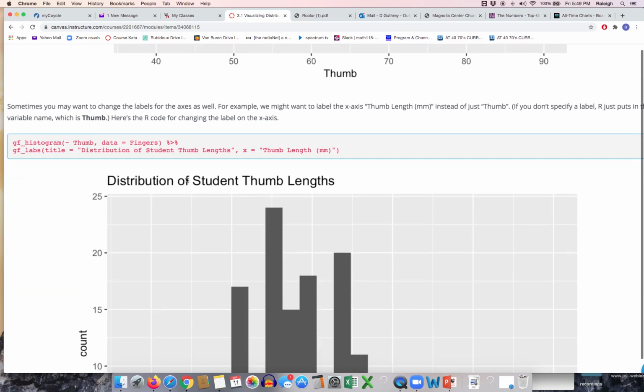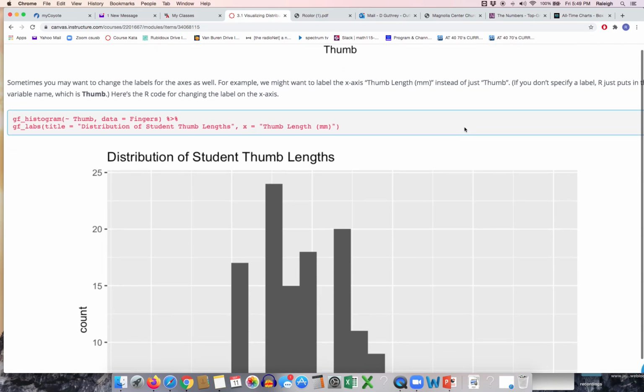Sometimes you may want to change the labels for the axes as well. That can be done. You may want to label the axis thumb length in millimeters instead of just thumb. It's a little bit more precise. But if you don't specify a label, R just puts in the variable name, which is thumb. So if you just want to make it simpler, it'll do that too. But here in this case, we had to type in after the title, they also said x equals, quote, thumb length, millimeters, unquote. So that's the only change that happened here.